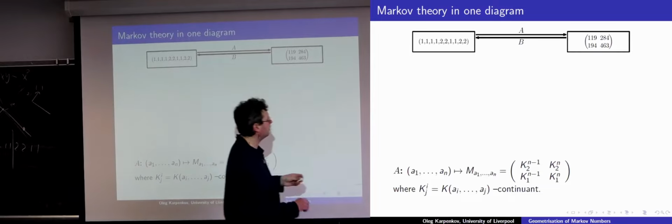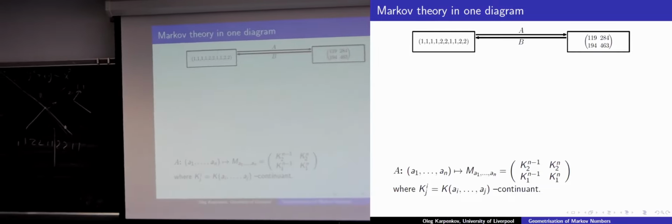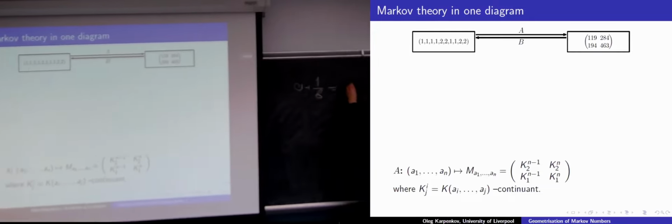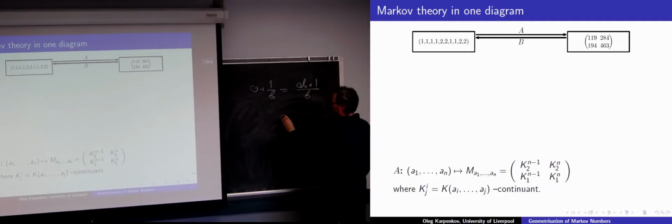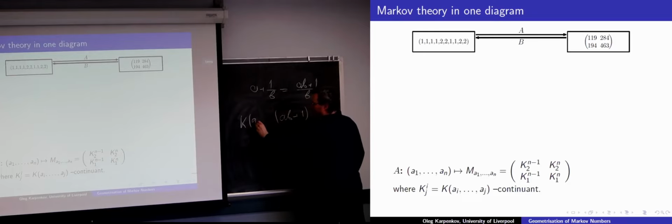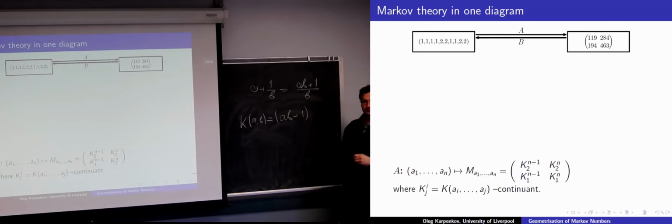For instance, if we have the continued fraction a plus 1 over b, this is (ab plus 1) over b. So then ab plus 1 is the continuant of a and b. But of course, you can do that not with 2 numbers, but with 25 numbers, and then you have another rational function, and the numerator would be the continuant.